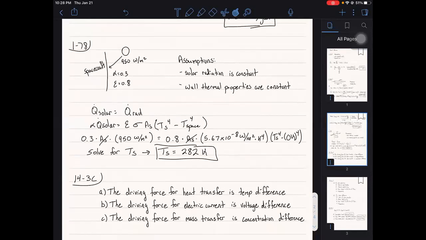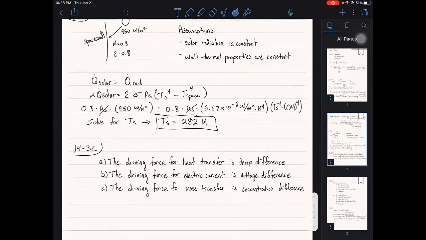For question 1-78, it's talking about a spacecraft, and it's asking what the temperature, I believe, outside is. And so I drew a picture. The assumptions are that the solar radiation will always be constant, that the wall thermal properties are constant, and then you can set the heat of the solar equal to the heat of the radiation, and then plug in the respective equations, do some cancellations, and then solve for T_s, which I said wrong previously.